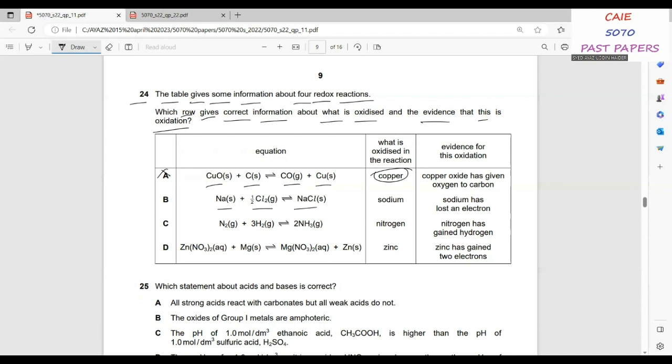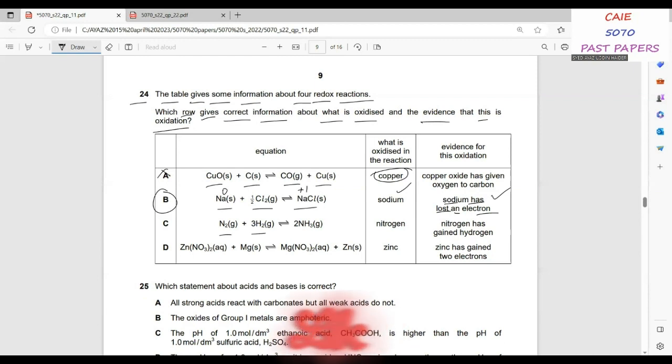What is oxidized in the reaction? Sodium. This is correct. Sodium is oxidized because on the reactant side, the charge on Na is 0, and on the product side, it changes to +1. Evidence for this oxidation: sodium has lost an electron. This is also correct. So B will be the right statement for this question. For your convenience, I am reading the other equations also.